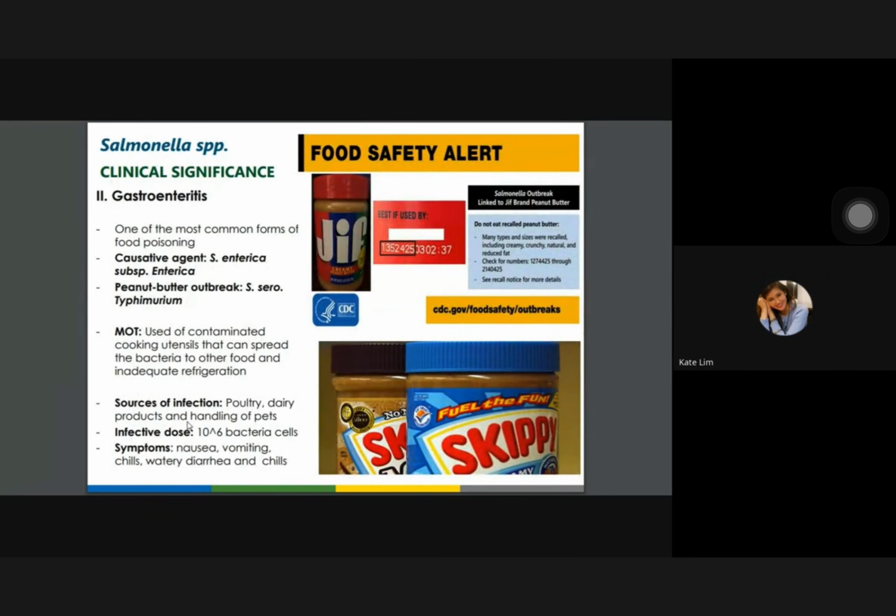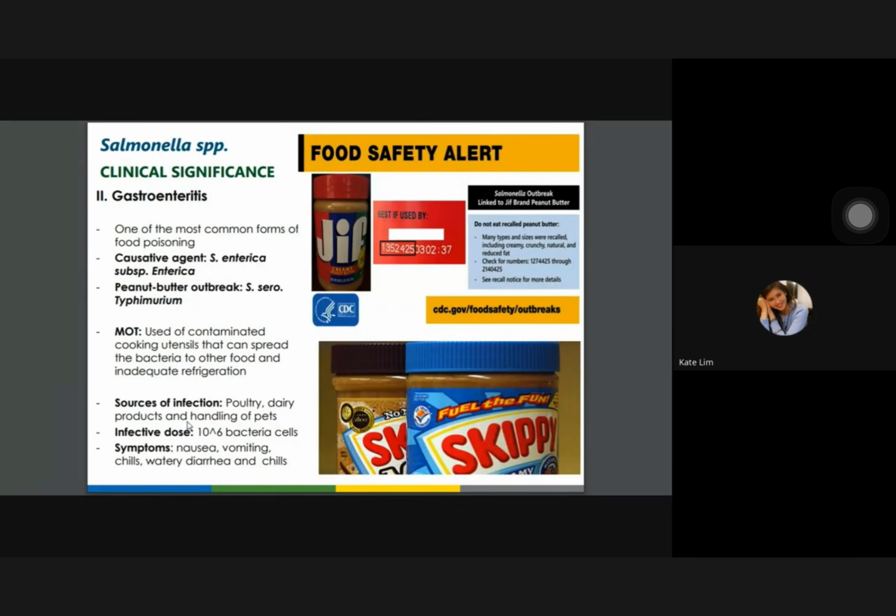So, what we have here is gastroenteritis. Please take note that gastroenteritis can be caused by several types of salmonella. But what is very common is your Salmonella enterica, subspecies enterica. So if you could remember that one, Salmonella enterica, subspecies enterica, that is a specific serotype of Salmonella. Another one is your Salmonella typhimurium, which is also linked to outbreaks of gastroenteritis.